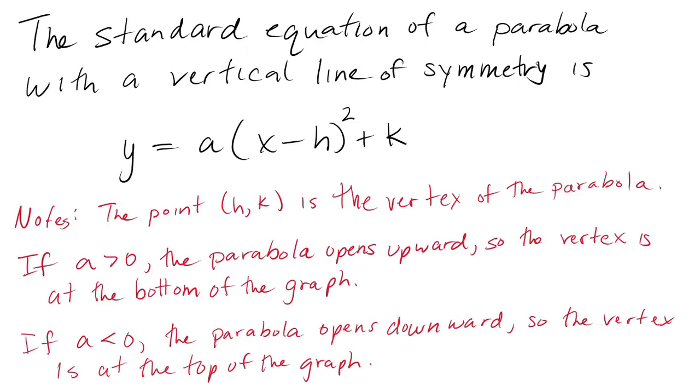When we rewrite the equation like this, we can put it in terms of all the transformations that we've talked about previously. The minus h is going to shift the graph horizontally. If h is positive, then you're going to shift to the right, and if h is negative, then you're going to shift to the left.